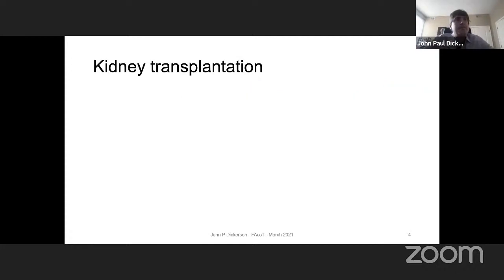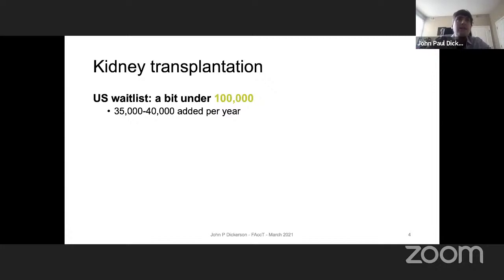Let's set the stage. I'll do this from the United States because this is the area with the most experience from my point of view. But these sorts of numbers, these trends that I'll show you are similar throughout the world. So in the US, around 100,000 people are on a waiting list for a kidney at the moment. So why would you be on a waiting list for a kidney?